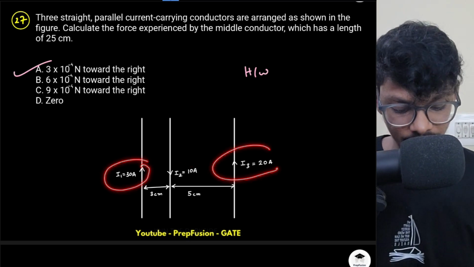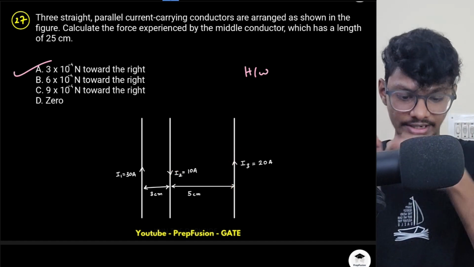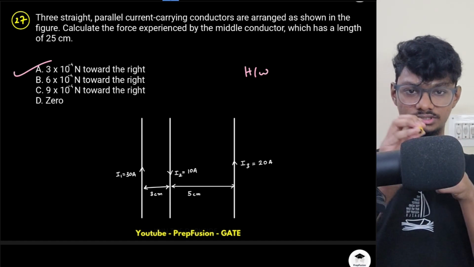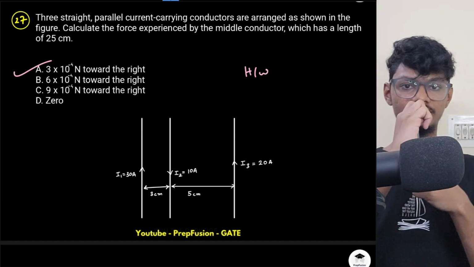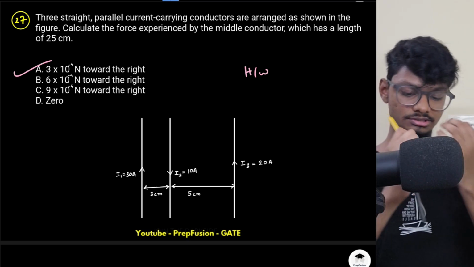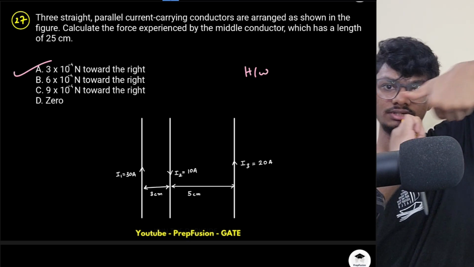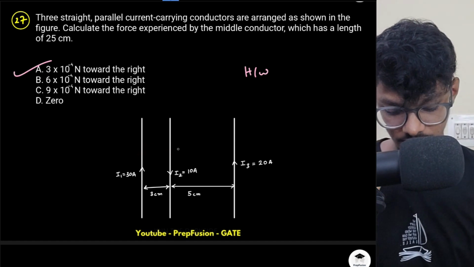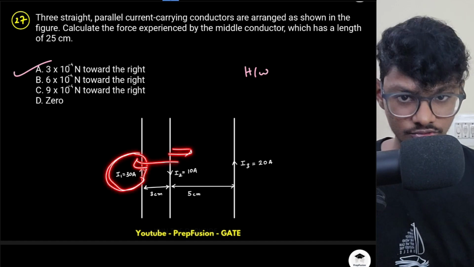For this I3, what will happen? I3 is upwards, so the magnetic field will come out, right? If I just curl my fingers, the magnetic field is coming towards me. So if I place my fingers like this, downwards, and then curl my fingers, the direction of my thumb is on the left hand side. So the force due to I1 is on the right hand side. Force due to I2 is on the left hand side.